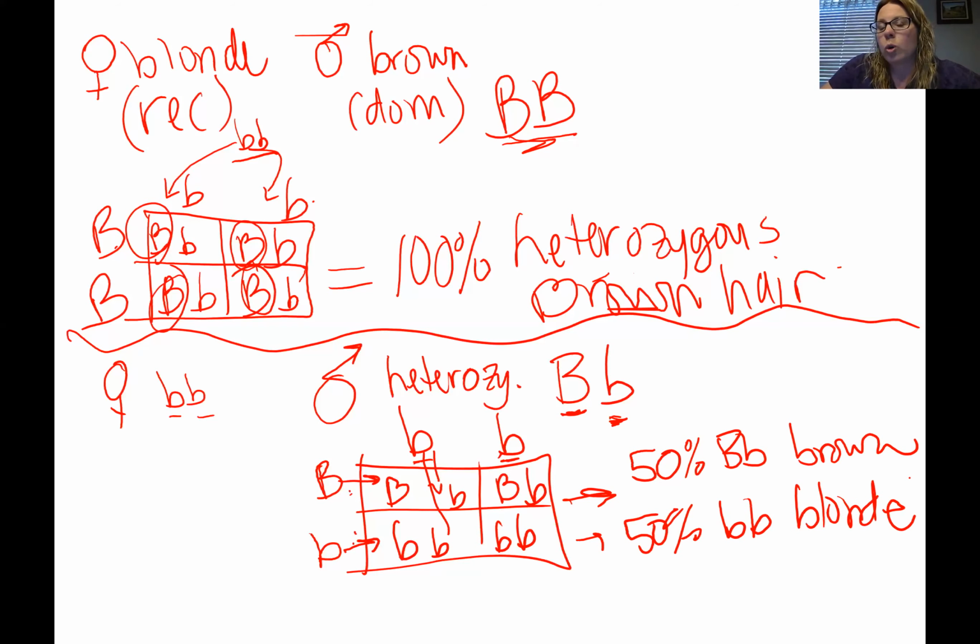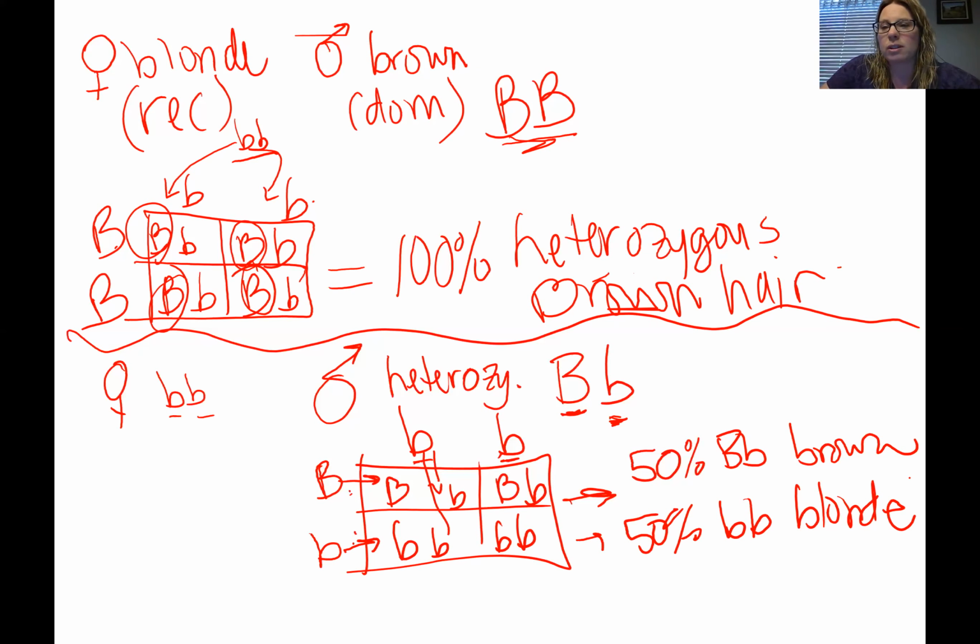Okay, so on the test, I may give you a question where it says, you know, this person, mom, has this particular trait, she is heterozygous dominant. Dad has this other trait, he is heterozygous dominant. Figure out the probability of what their offspring will be, and you would use a Punnett square.